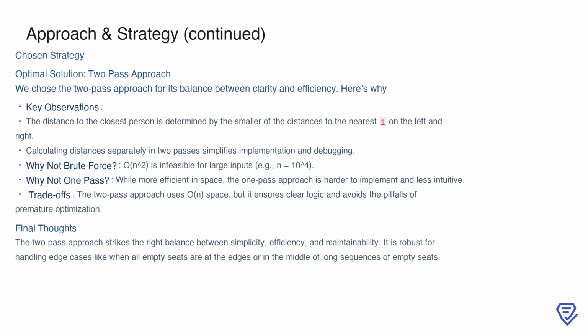The brute force method, with its O(n²) time complexity, is simply not feasible for larger inputs, while the one-pass approach, though more efficient in space, is less intuitive and more error-prone. The two-pass approach, on the other hand, uses O(n) space but ensures a clear and maintainable solution. It handles edge cases well, such as when all empty seats are clustered at the edges or in long sequences. Overall, this method provides an excellent balance between simplicity, efficiency, and robustness, making it the ideal choice for this problem.